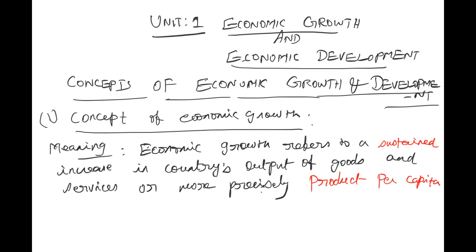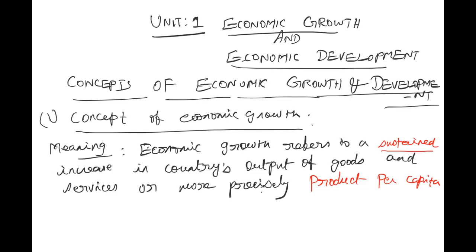So, what is the meaning of sustained? Sustained means there should be a continuous increase. So, a continuous increase in a country's output of goods and services without any stoppage. Year after year, the output of a country's goods and services should keep on increasing. Normally we mean the national income, so that national income or the national output of a country should be continuously increasing year after year.